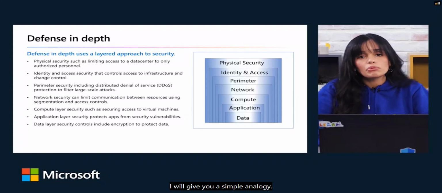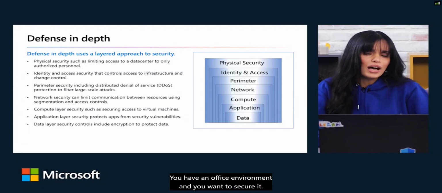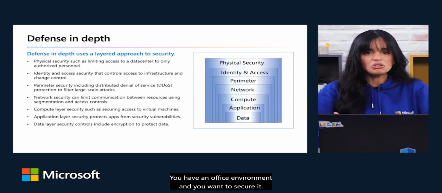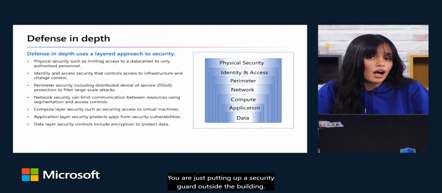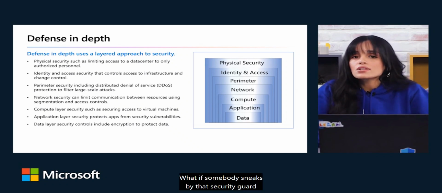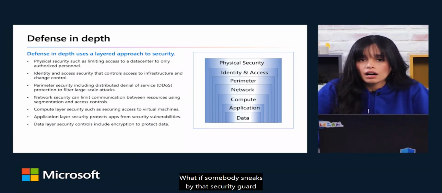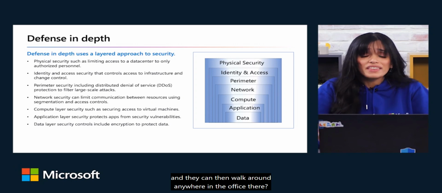I will give you a simple analogy. Let's imagine together, you have an office environment and you want to secure it. You are just putting up a security guard outside the building. Do you think this is enough? What if somebody sneaks by that security guard and they can then walk around anywhere in the office?